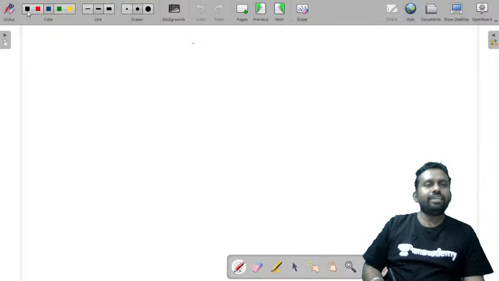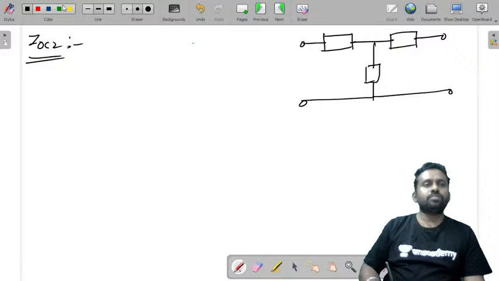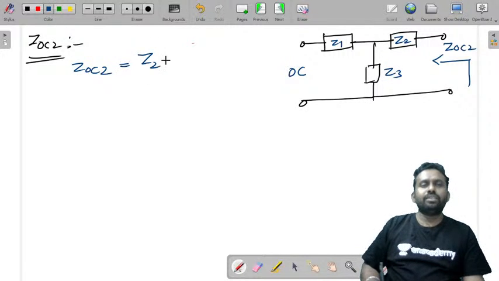So now let us find ZOC2. What is ZOC2? Consider this network. So this is open circuit. You'll find here impedance. This is ZOC2. This is Z1, Z2 and Z3. Now what is ZOC2? It is simply Z2 plus Z3.